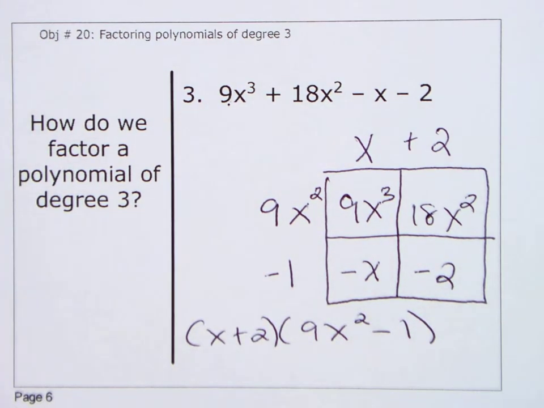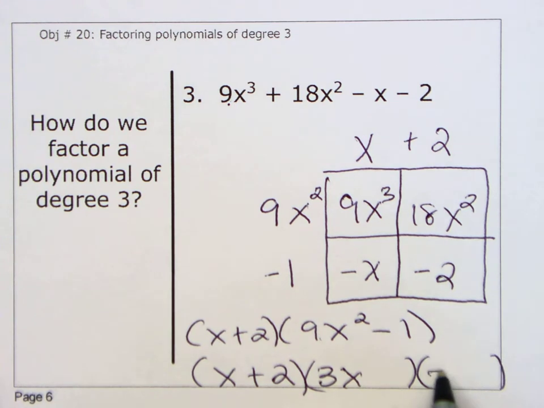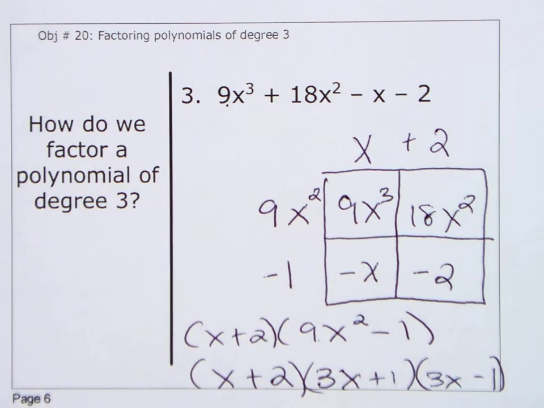Now, can I do a dots for this one? Yeah. The second one, 9 is a perfect square, 1 is a perfect square. x plus 2, what times itself is 9? 3x and 3x, plus 1, minus 1. And we're done. Okay. One more.